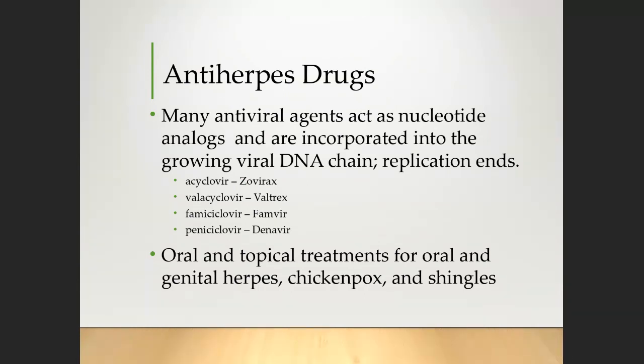Another example is anti-herpes drugs. Mostly they end with "vir", like acyclovir, valacyclovir, famciclovir, penciclovir. All of them are used for herpes, whether labial herpes or genital herpes. Remember, labial herpes is caused by herpes simplex virus number 1. Genital herpes is caused by herpes simplex virus number 2. So these are different types of anti-herpes drugs.